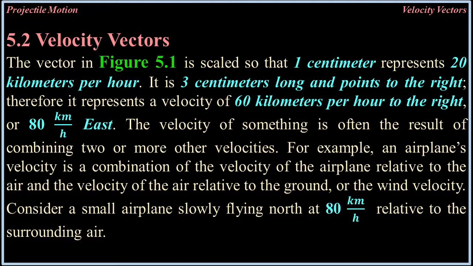The velocity of something is often the result of combining 2 or more velocities. For example, an airplane's velocity is a combination of the velocity of the airplane relative to the air and the velocity of the air relative to the ground, or the wind velocity. Consider a small airplane slowly flying at 80 kilometers per hour relative to the surrounding air.